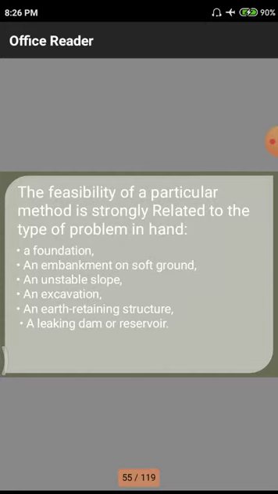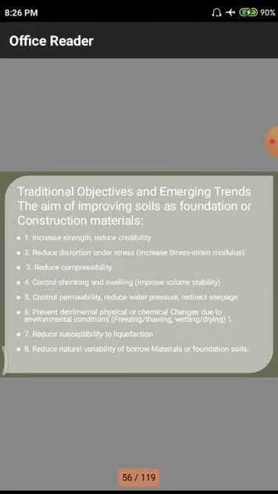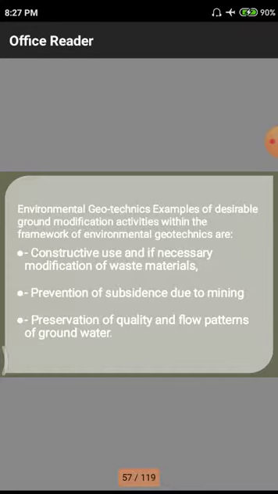After that, a particular structure was analyzed from bottom to top level. What are the conditions we need to take down whenever there is a repair or any other modification to be done for a particular structure. Next, today we have to discuss these environmental parameters and some examples for a particular modification method. That means environmental geotechniques are examples of desirable ground modification activities within the framework of these geotechnical principles.